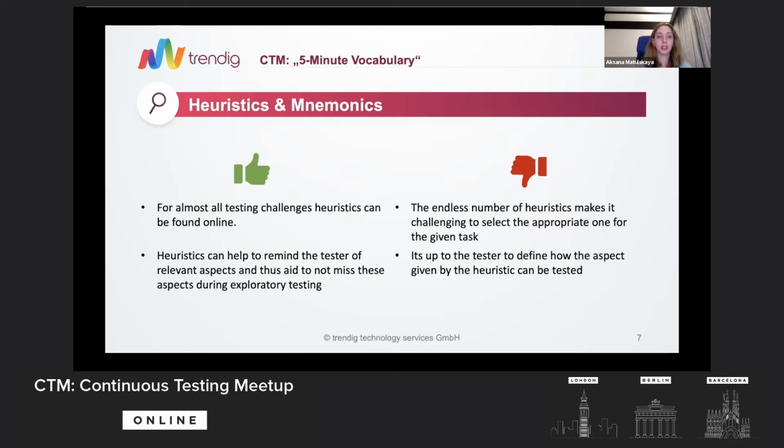The other advantage is that heuristics can help remind the tester of relevant aspects of the testing. If you do exploratory testing, you can use a test charter, for example, to write what you're going to test or what you have already done. And heuristics can navigate you to test appropriate aspects of your application. But a disadvantage is that it's really up to the tester to define how the aspects given by the heuristic can be tested. So how well or how badly heuristics or mnemonics will be used depends on the tester's soft skills and technical skills.